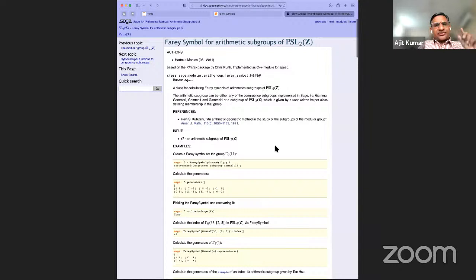Sorry to interrupt, Professor Monien. If you could zoom your screen a little bit, then it would be better. Say it again? Can you please zoom your screen?